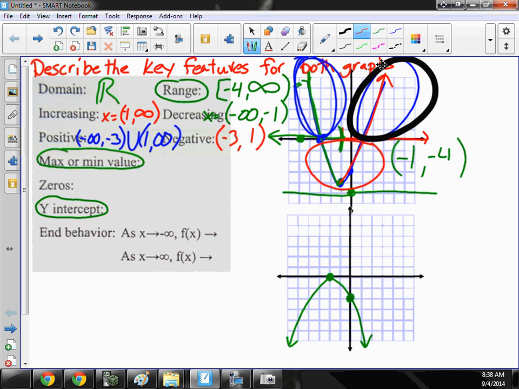Okay. Does this have a minimum or a maximum? Minimum. What is the minimum value? That's the point. The minimum point occurs at negative 1, negative 4. But what is the minimum value? The smallest y value is negative 4.